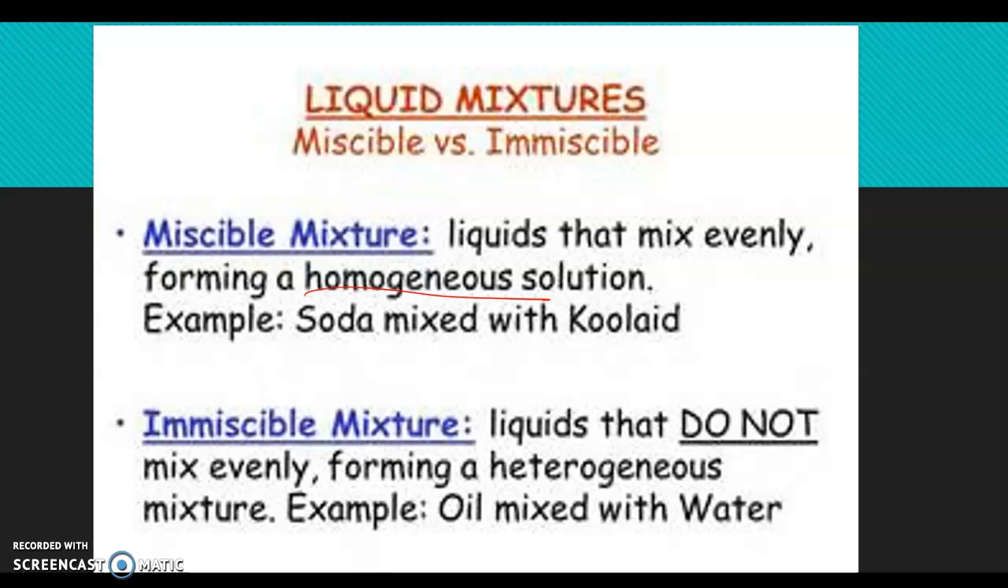An immiscible mixture is when liquids do not mix evenly and they form what's called a heterogeneous mixture, which means different. So you can clearly see the difference between the two. A very common example is mixing oil with water. You can shake it up all day long, but as soon as you stop, it will separate and you can see the distinction between the water and the oil.